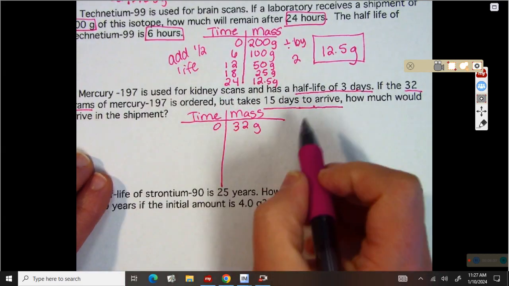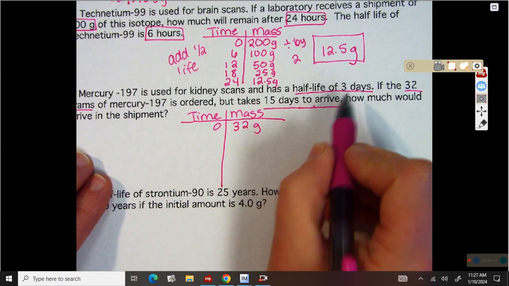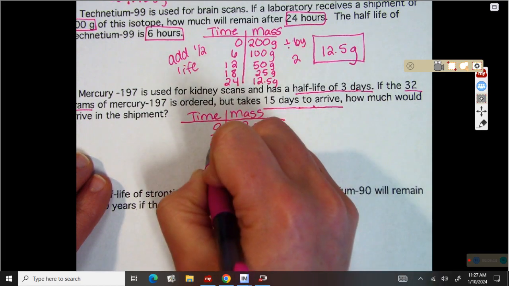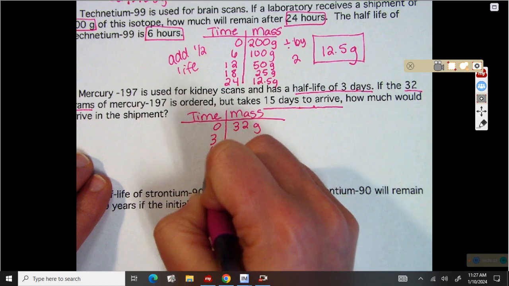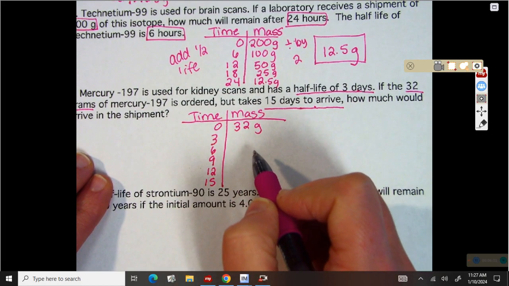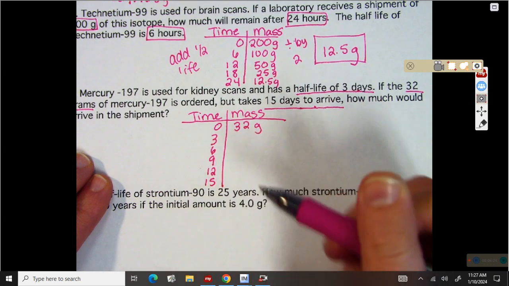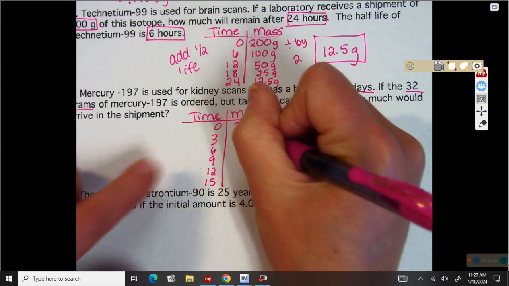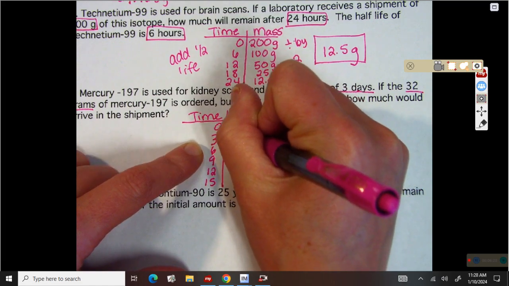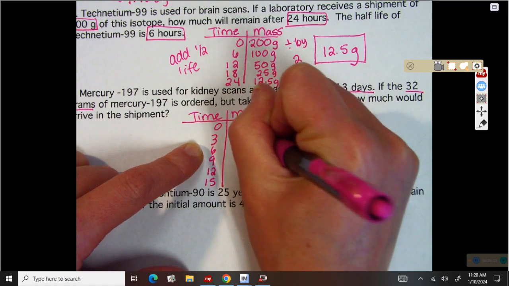All right, we know that our half-life is 3 days, and we're just going to take 15 days to arrive. So we're going to count by our half-life: 3, 6, 9, 12, 15. And on the right-hand side, we are going to divide by 2. So we're halving our mass. Every half-life, half of our sample is left. 32 divided by 2 is 16 grams.